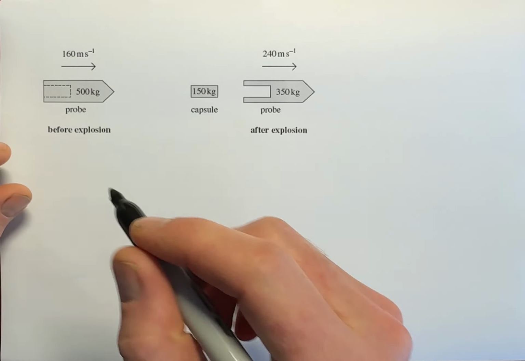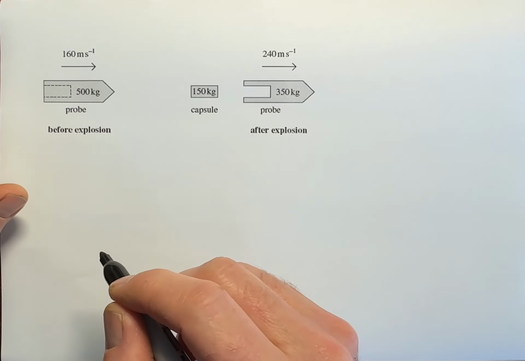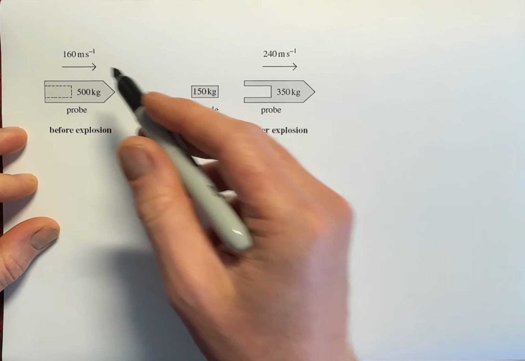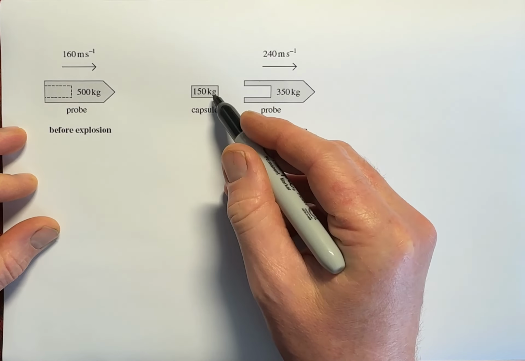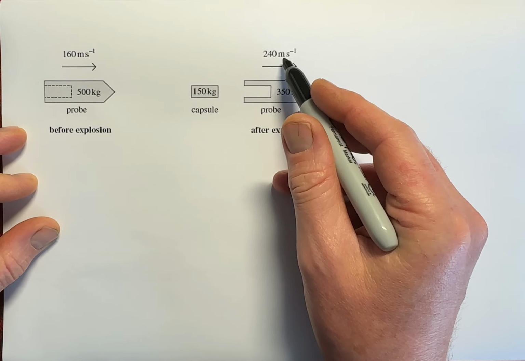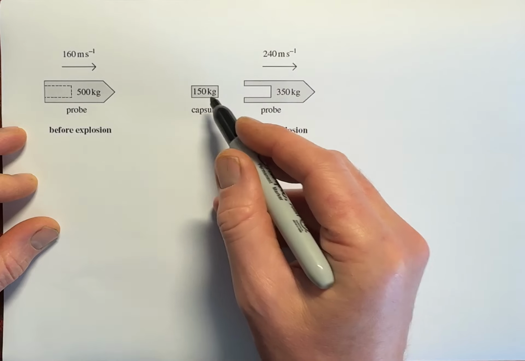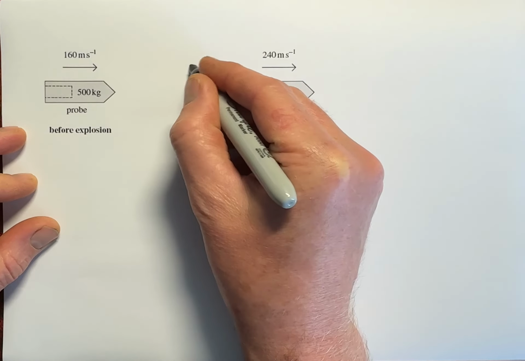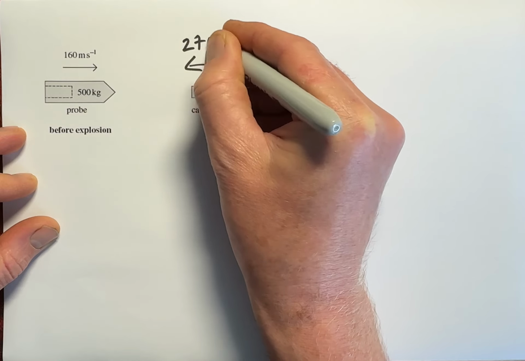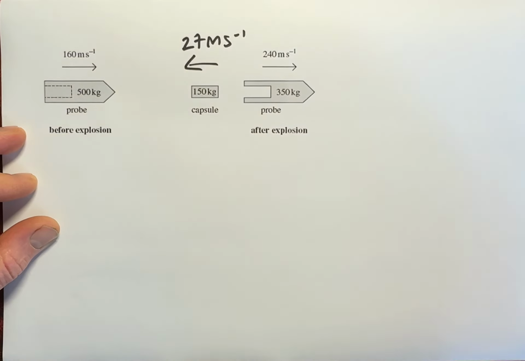Right, so we're back with the space probe question. You've got this space probe moving to the right at 160 meters per second, and then there's an explosion that fires a capsule out, and the probe moves at a higher velocity now to the right, and the capsule we worked out before moves to the left with a velocity of 27 meters per second. Okay, so we worked that out in a previous video using the principle of conservation of momentum.